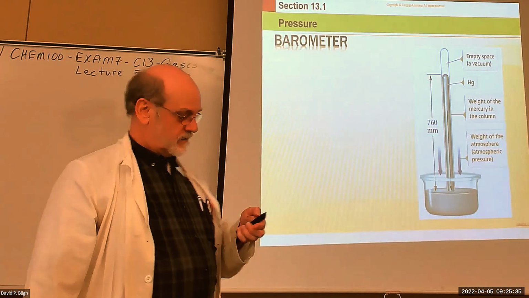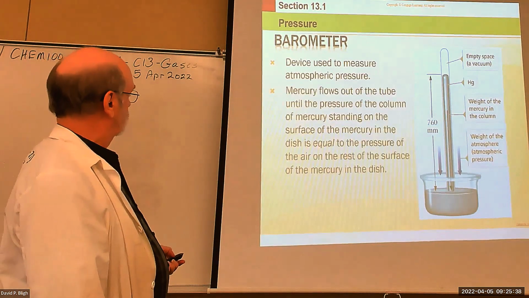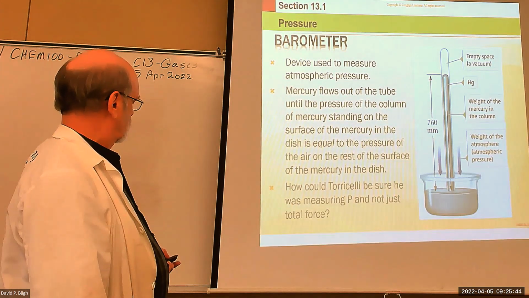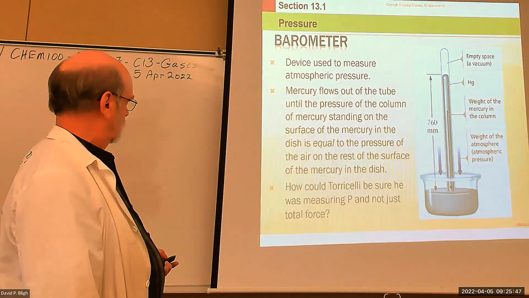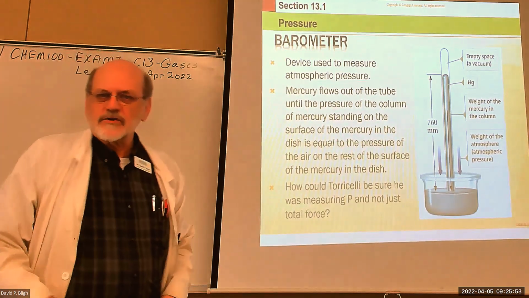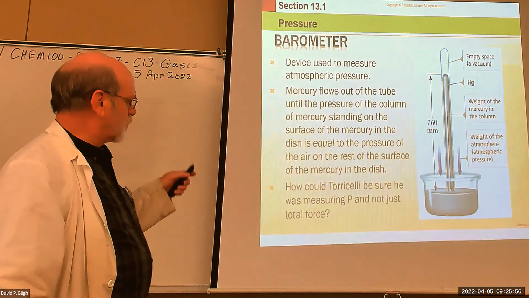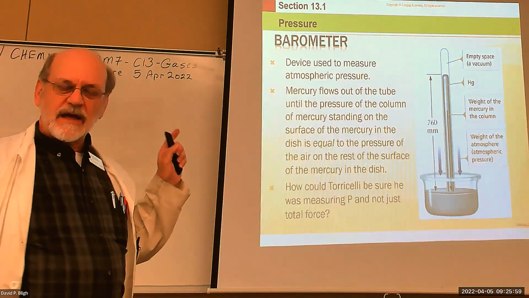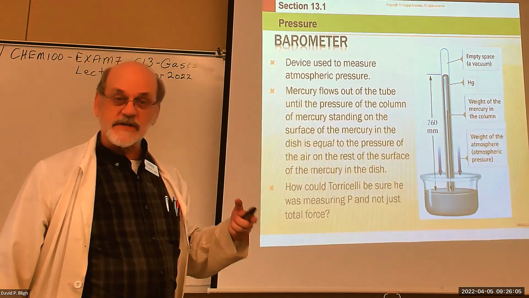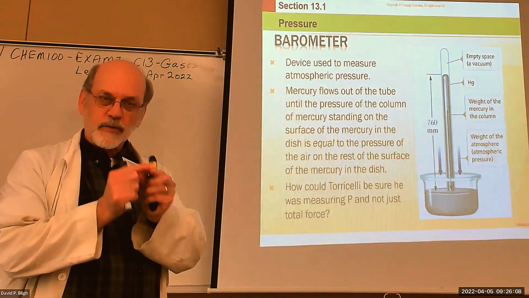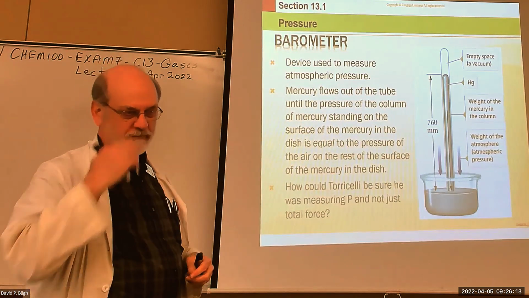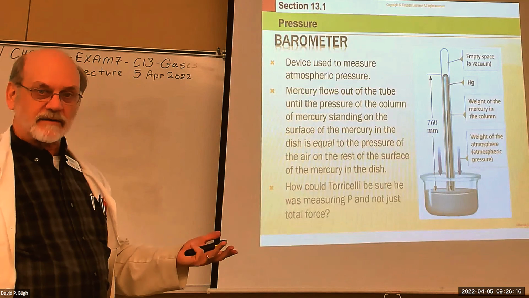So, the next thing he did, let's see. Yes. That's a good question. I was just reading my own question at the bottom. How could Torricelli be sure he was measuring an intensive property rather than an extensive property? Was he measuring force per unit area or total force bearing down on that container of mercury? Think about it. How would you do that?